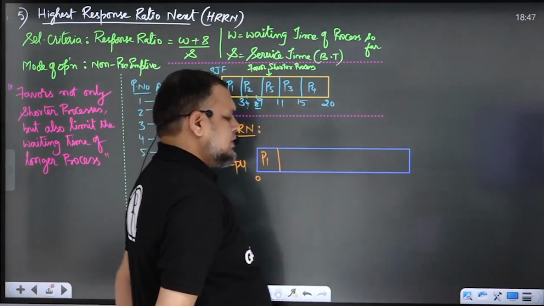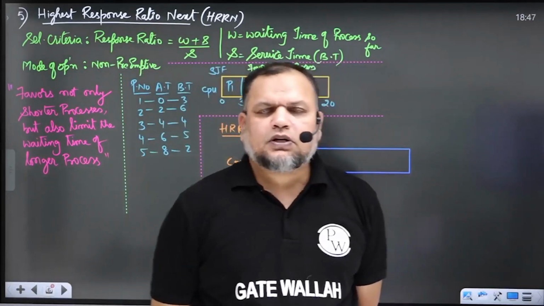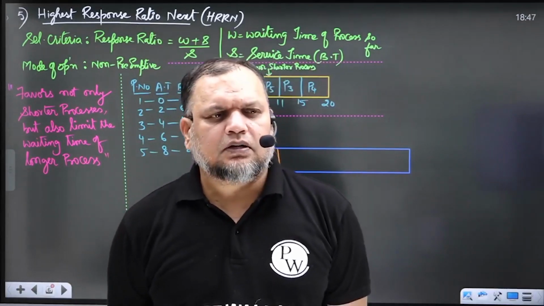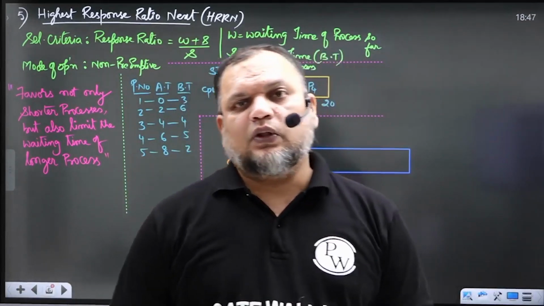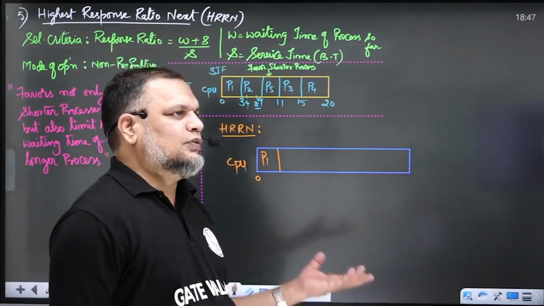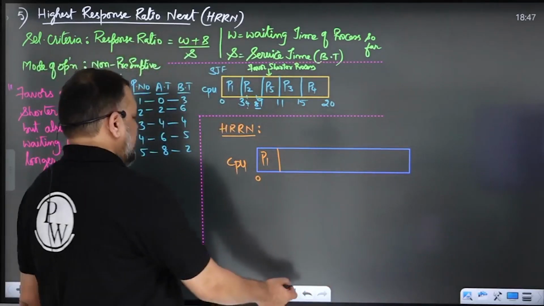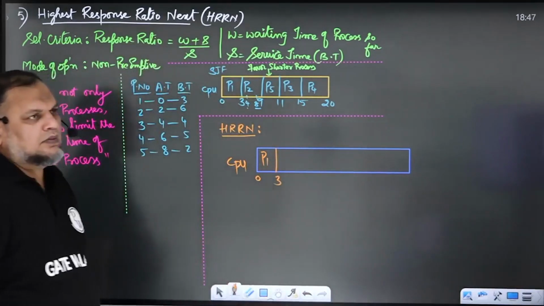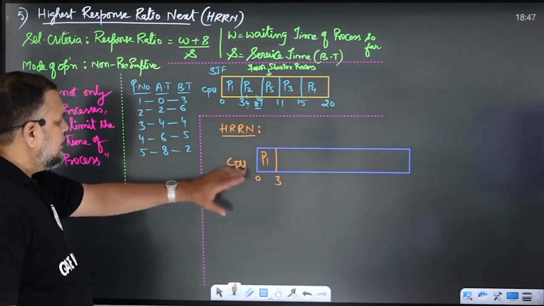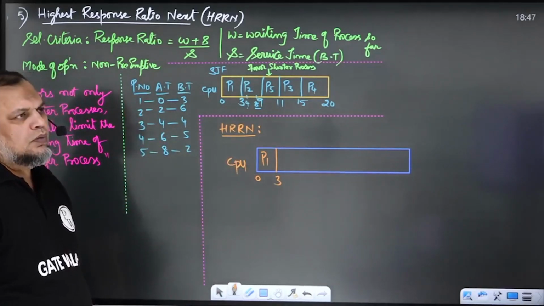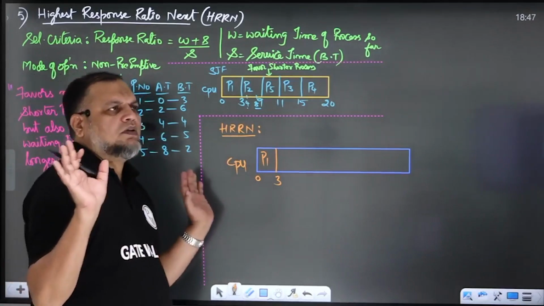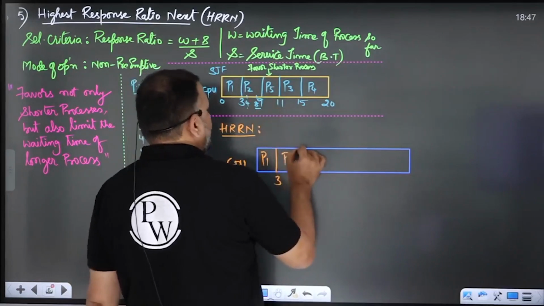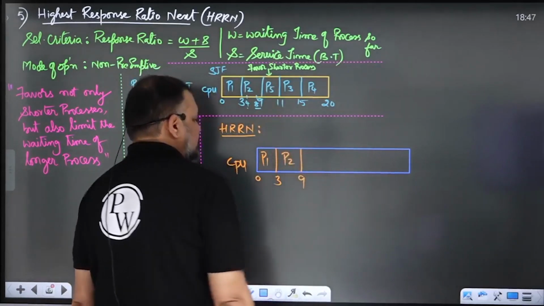What I am trying to say is that if there is only one process present in the system, the scheduling algorithm does not matter. So I start with P1 and complete at time 3. Again, by time 3, there is only one process, P2. So again, it does not matter whether you compute response ratio or not. Like SJF, we schedule P2, completing at time 9.